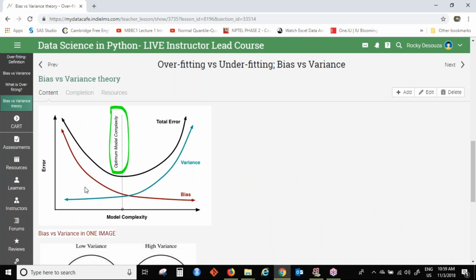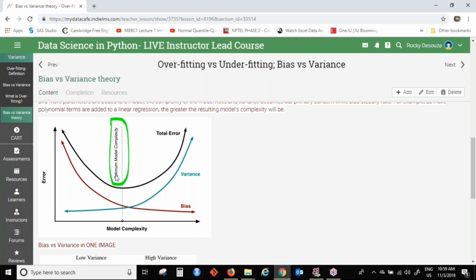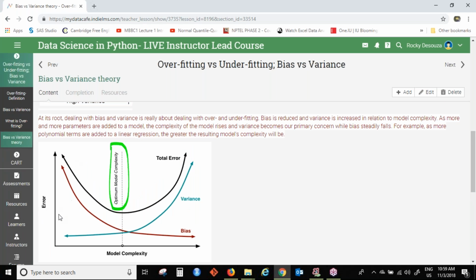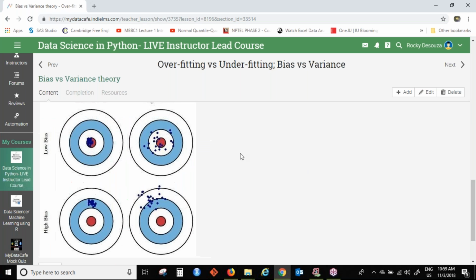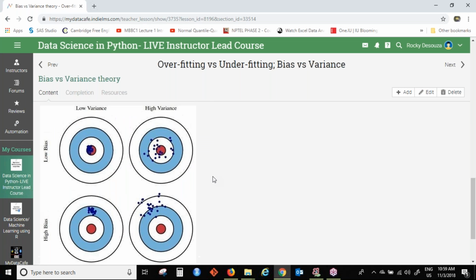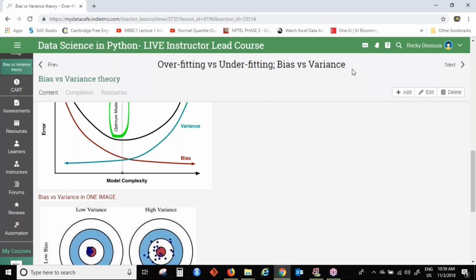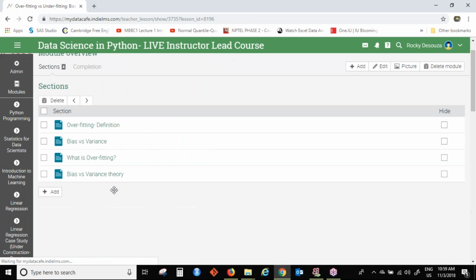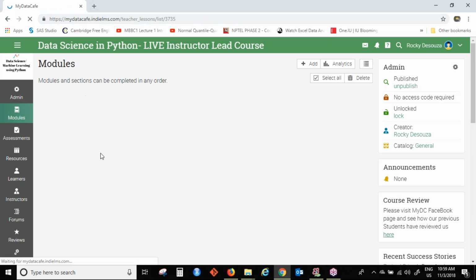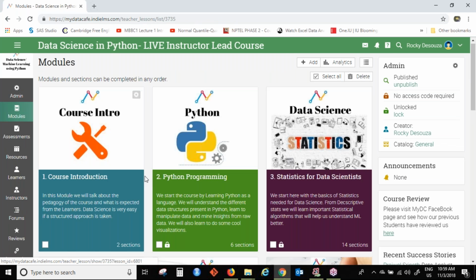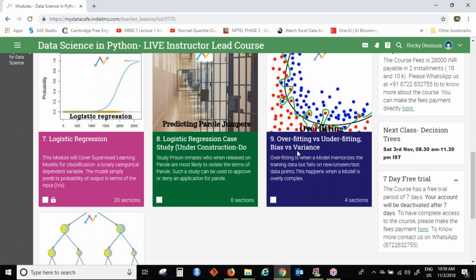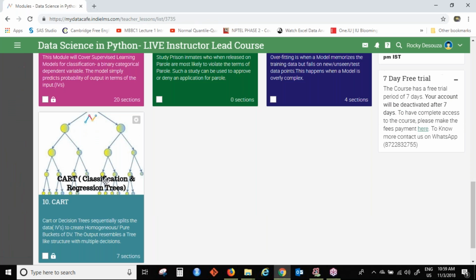So this is what we saw, right? We saw this graph already. We saw it with respect to accuracy. Here I have shown with respect to error. Okay, and this graph we have already seen. So do notice, do observe, do watch these videos. Okay, so these two modules are very important: overfitting, underfitting, and your decision trees.